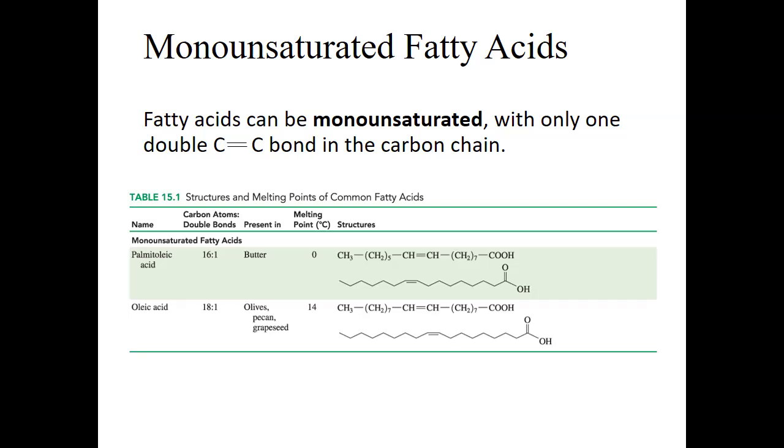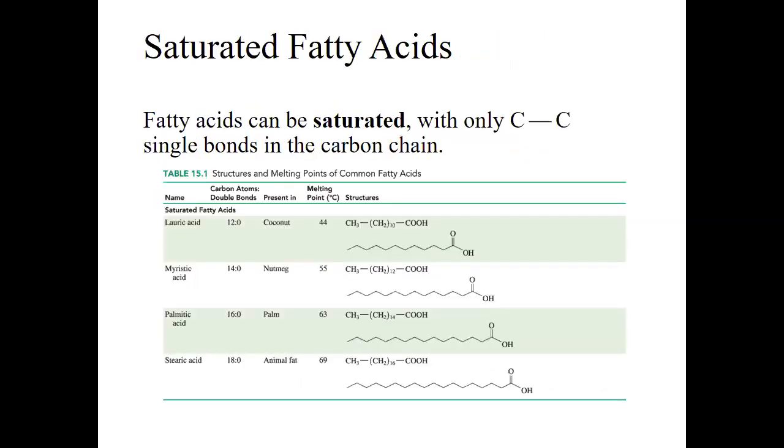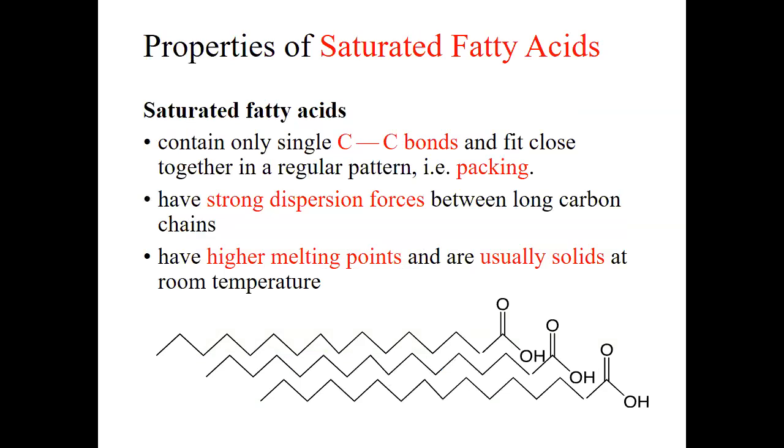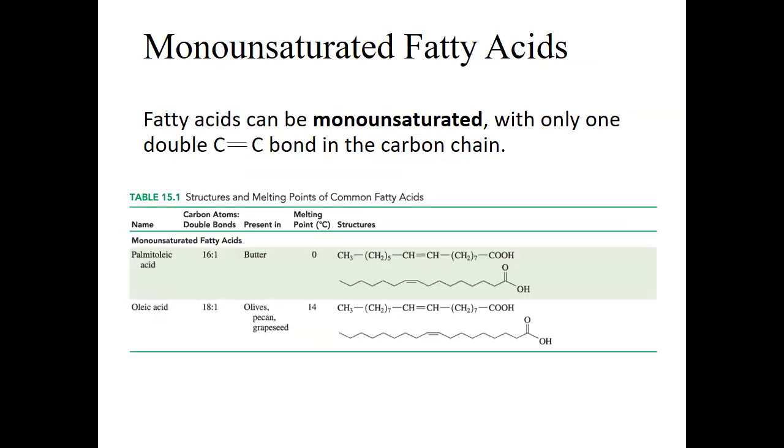So that one little double bond, now compare. Palmitic acid melted at 63. Palmitoleic, 0. Stearic, 69. Oleic, 14. That one little double bond had a massive impact on the melting point. And everything that we were talking about with packing and stacking, because of that kink in the chain, we can't stack nearly as well. Now we have to stack around this rigid piece, and it becomes a lot harder to do that.